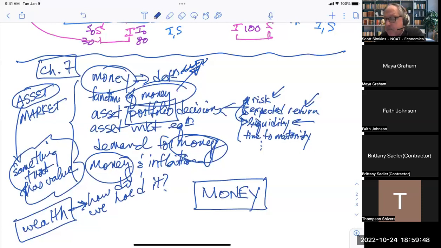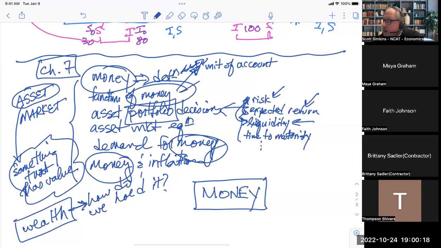Money as what? A unit of account. A unit of measure. So in the United States, we use dollars. If you were in Germany, you'd use euros. If you were in England, you'd use pounds. If you were in Japan, you'd use yen, right? So that's how we measure GDP, for example. That's right. That's one way we measure it.